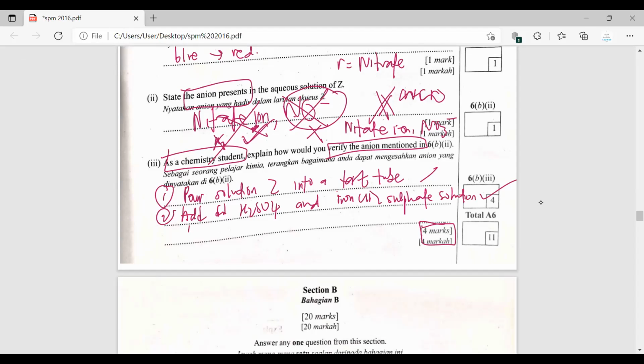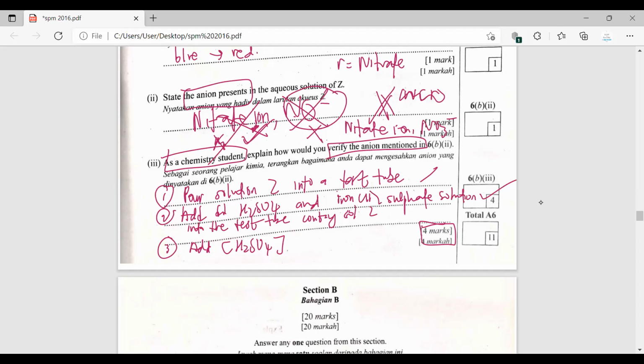If you want to say into the test tube, it's fine. Into the test tube containing solution Z, that's fine. Okay, third mark. Add concentrated sulfuric acid into the test tube. 0 marks for this one. Add concentrated, this part is correct. There's one more word that you must add on here.